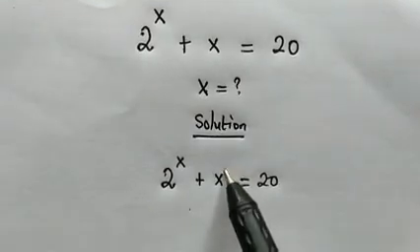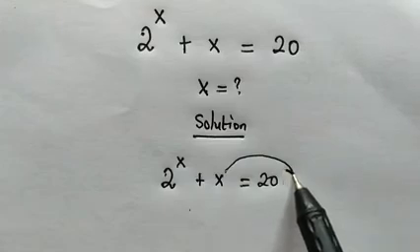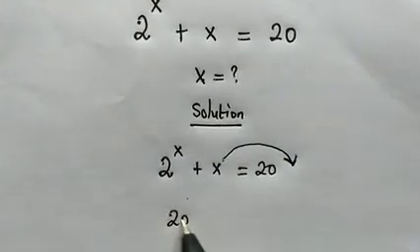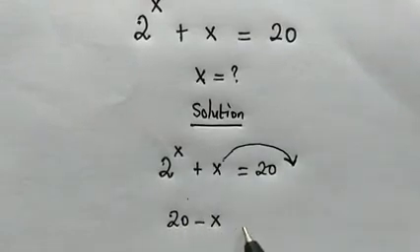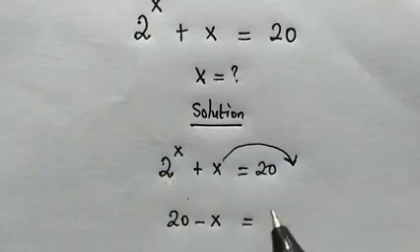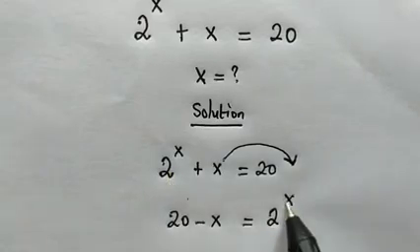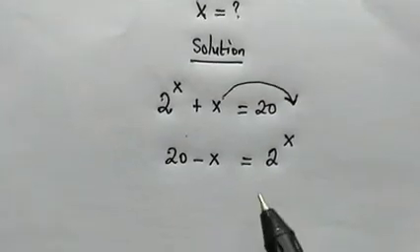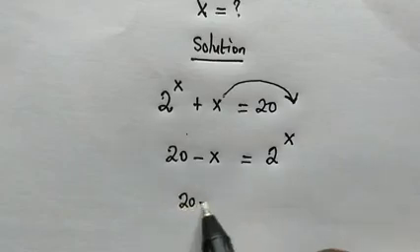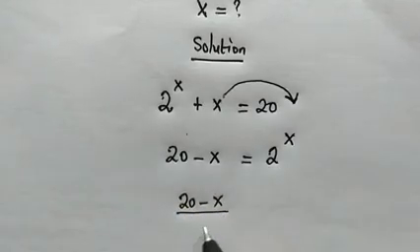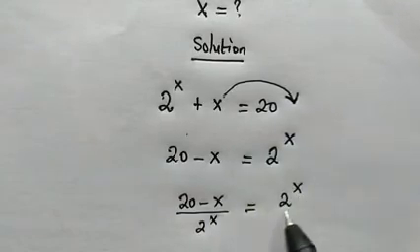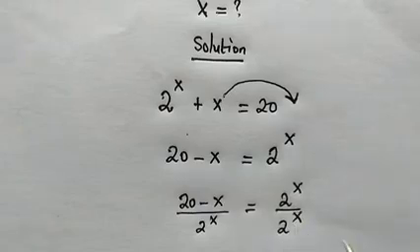Now this x here is positive, so let us take it to the right hand side and that will become negative. From that right hand side we're going to have 20 minus x. This will be equal to, from the left hand side we're left with only 2 to the power of x, right? Now in our next step, let us divide both sides by 2 to the power of x. We get here 20 minus x divided by 2 to the power of x. This will be equal to 2 to the power of x divided by 2 to the power of x.